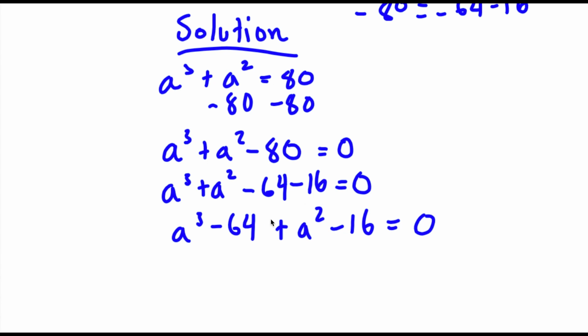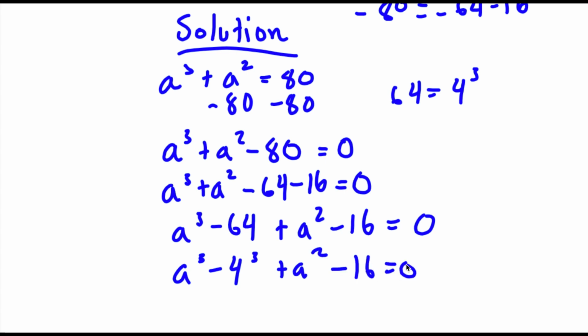Now, 64, this is the same thing as 4 to the power of 3. And I'm changing it to 4 to the power of 3 because, as you can see, we have a to the power of 3, so it's better to change this into something cubed. So now I have a to the power of 3 minus 4 to the power of 3 plus a squared minus 16 is equal to 0.